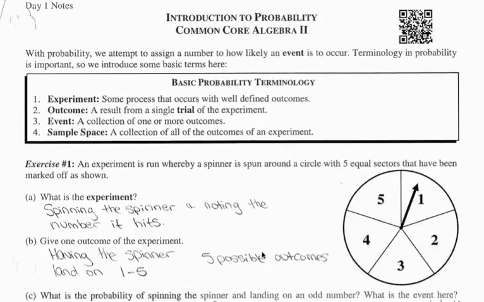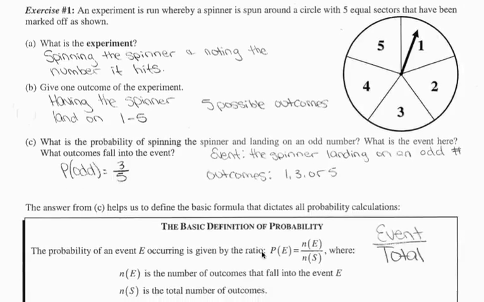So then the next question is, what is the probability of spinning the spinner and landing on an odd number? What is the event here? Well, the event is the spinner landing on an odd number. That's what we're looking for. That's the event. The next question is, what outcomes fall into the event? So what is it that we're actually looking for? So we're looking for odd numbers. We need a 1, a 3, or a 5. Those are the only odd numbers on the spinner.